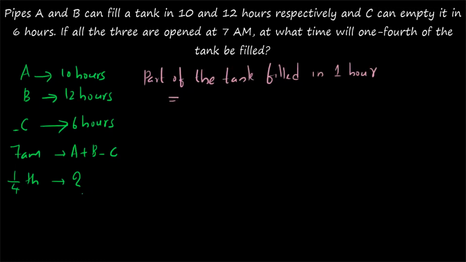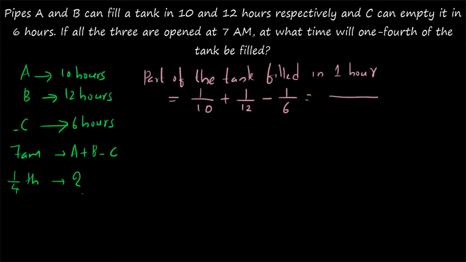So the part of the tank filled by A in 1 hour will be 1 by 10. Totally it is taking 10 hours, so in 1 hour it will be filling 1 by 10 part. Then B will be filling 1 by 12 part, minus 1 by 6, as C is emptying the tank. Both pipes A and B are filling the tank and pipe C is emptying the tank. So the part of the tank filled in 1 hour will be 1 by 10 plus 1 by 12 minus 1 by 6. So we have to take the LCM.